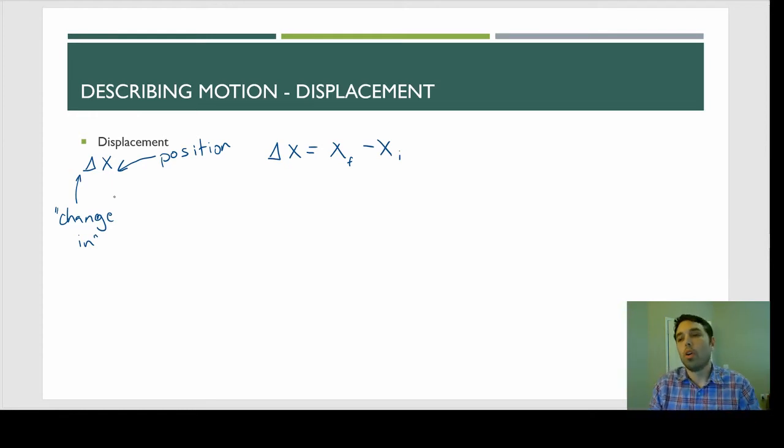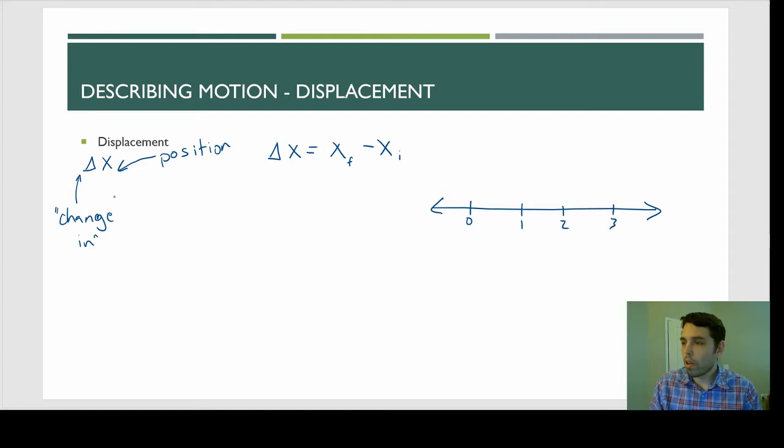Okay. So for example, let's say we are on a number line grid, kind of like our motion diagrams before. Here's our 0, and then every mark is a meter. And so we start at our initial position here of 0, and we go 2 meters forward.